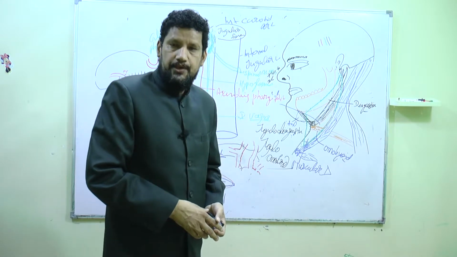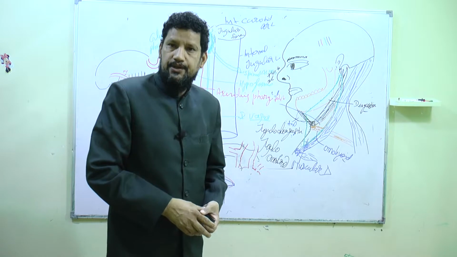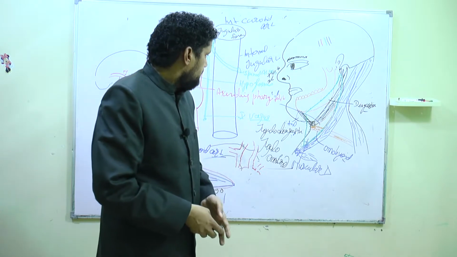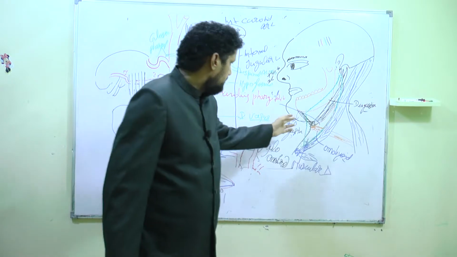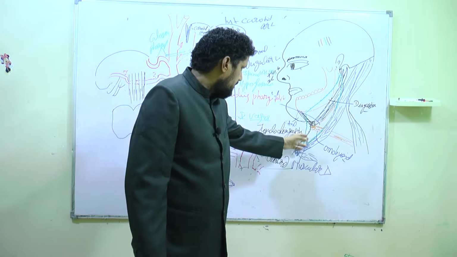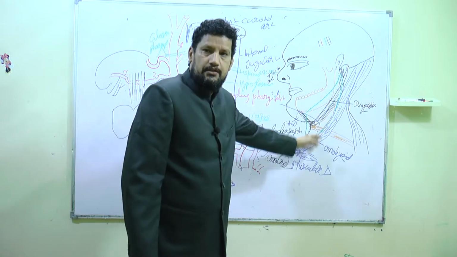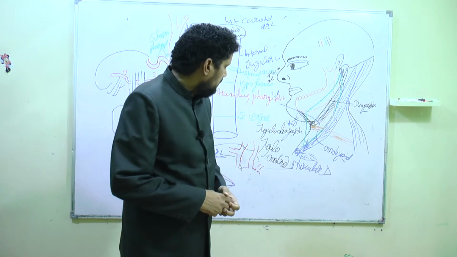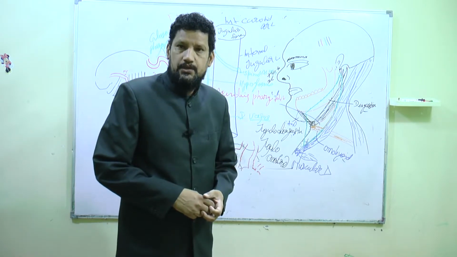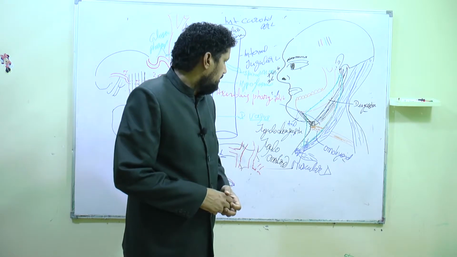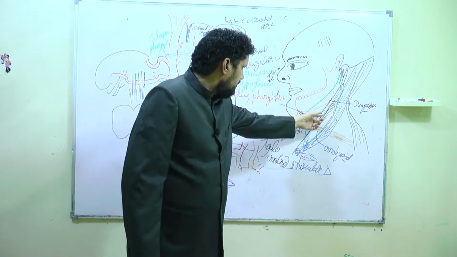So up to now we have seen the anatomy of the carotid triangle. Out of these 3.5 triangles, the submental, the digastric, the muscular triangle and the carotid triangle, we have seen the detailed anatomy of the carotid triangle. Now we will see the anatomy of the digastric triangle.